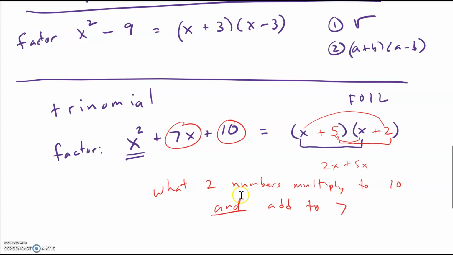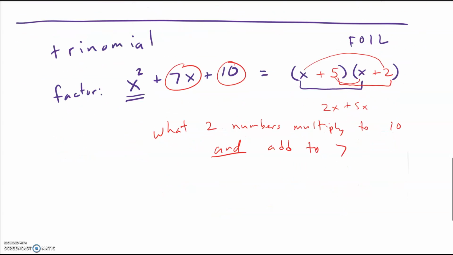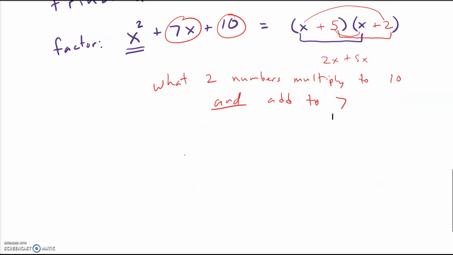Now sometimes it's kind of obvious. The answer just pops out at you. Oh yeah, 5 and 2, because 5 times 2 is 10, 5 plus 2 is 7. But sometimes it can be rather tricky to figure it out. For example, let's say you had something like x squared plus 10x plus 24. When you multiply here, x times x gives you x squared.